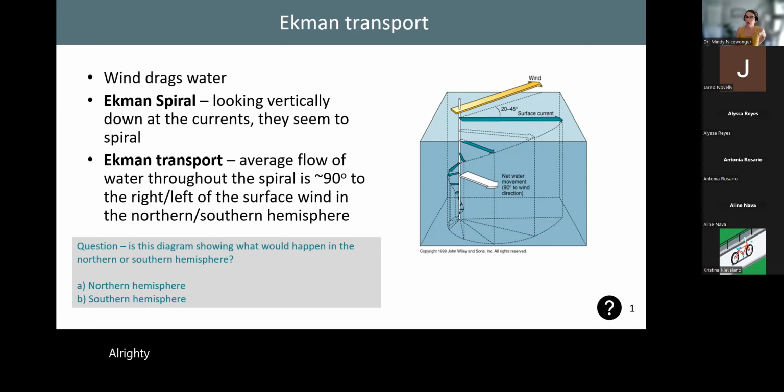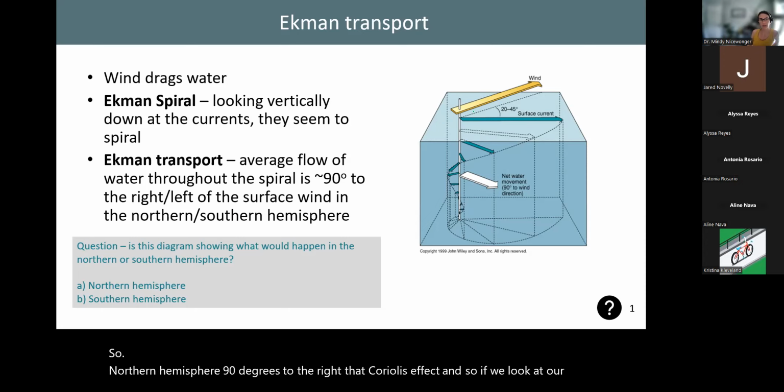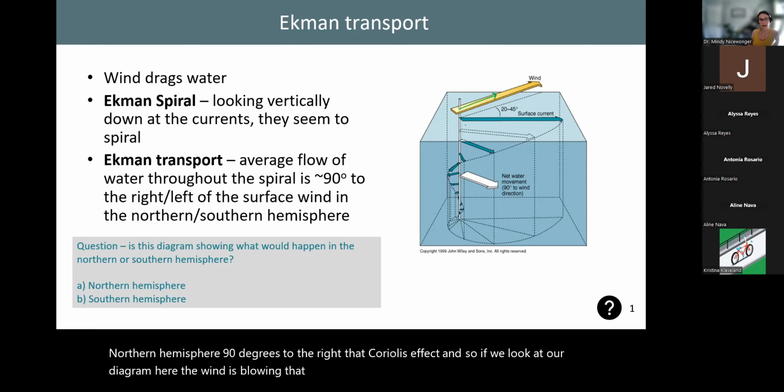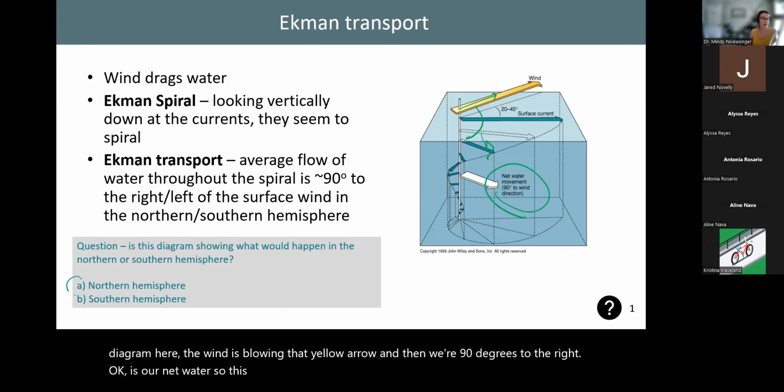Alrighty. So northern hemisphere, 90 degrees to the right, that Coriolis effect. If we look at our diagram here, the wind is blowing the yellow arrow, and then 90 degrees to the right is our net water movement. So this is a northern hemispheric diagram.